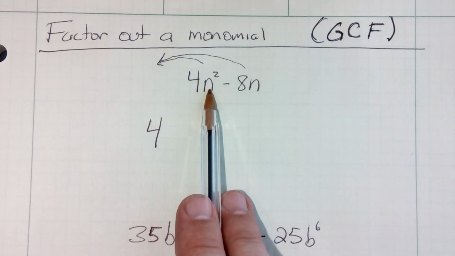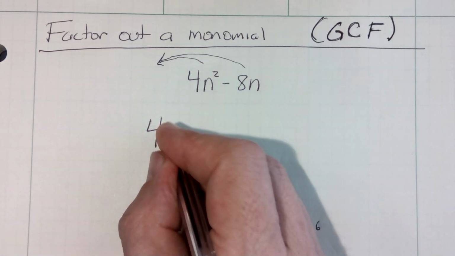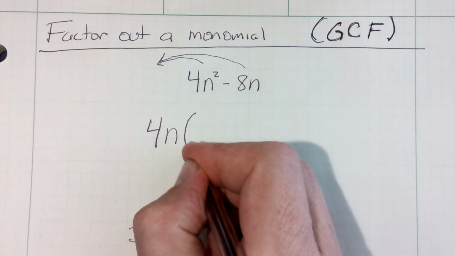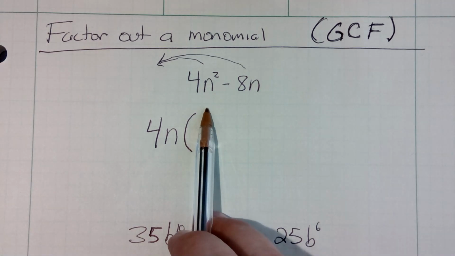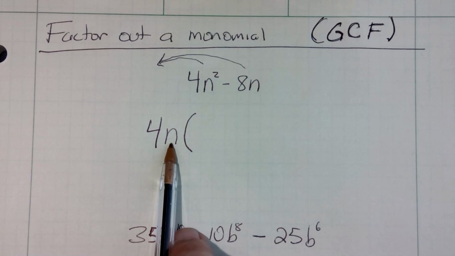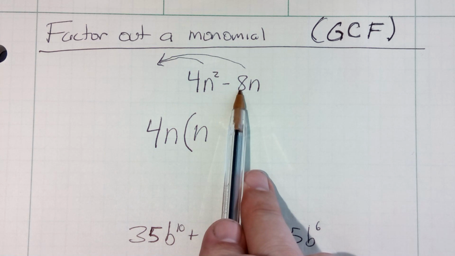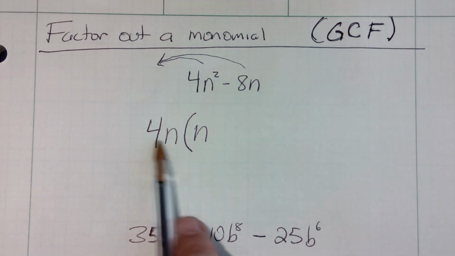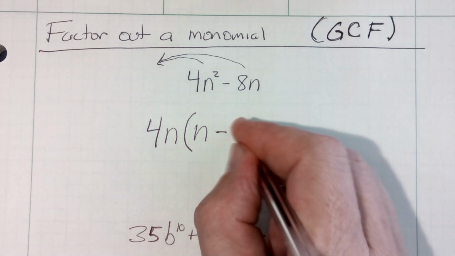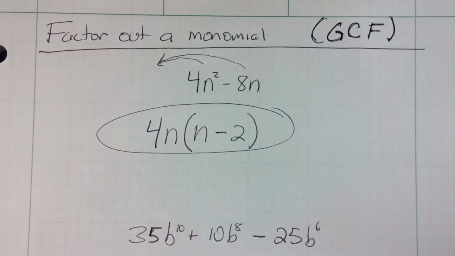Also, this has an n squared and this has an n, so they both have at least one factor of n. So we'd factor out an n, then you put parentheses and you write what's left. In other words, 4n squared divided by 4n leaves an n. Negative 8n divided by 4n leaves a minus 2. And there we have factored out the greatest common factor.